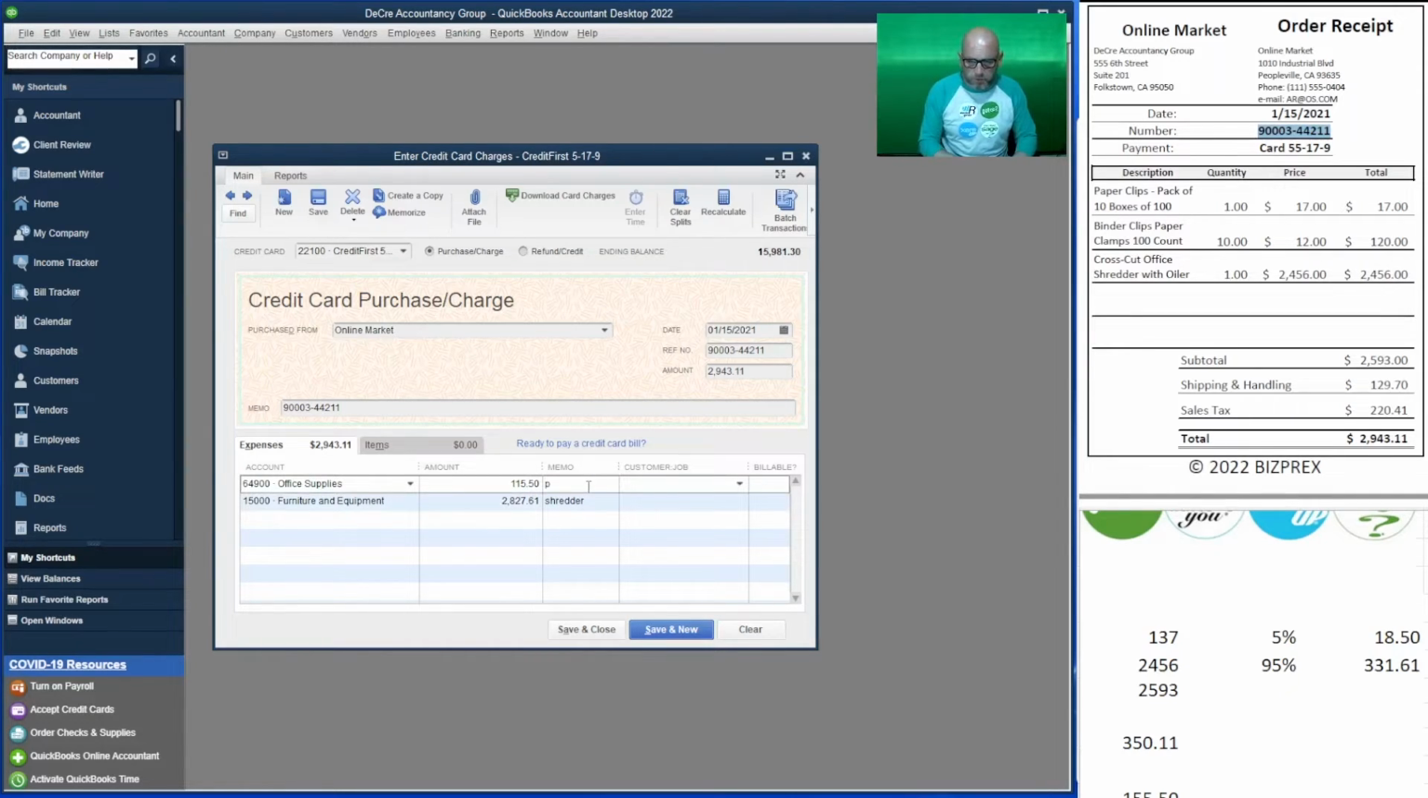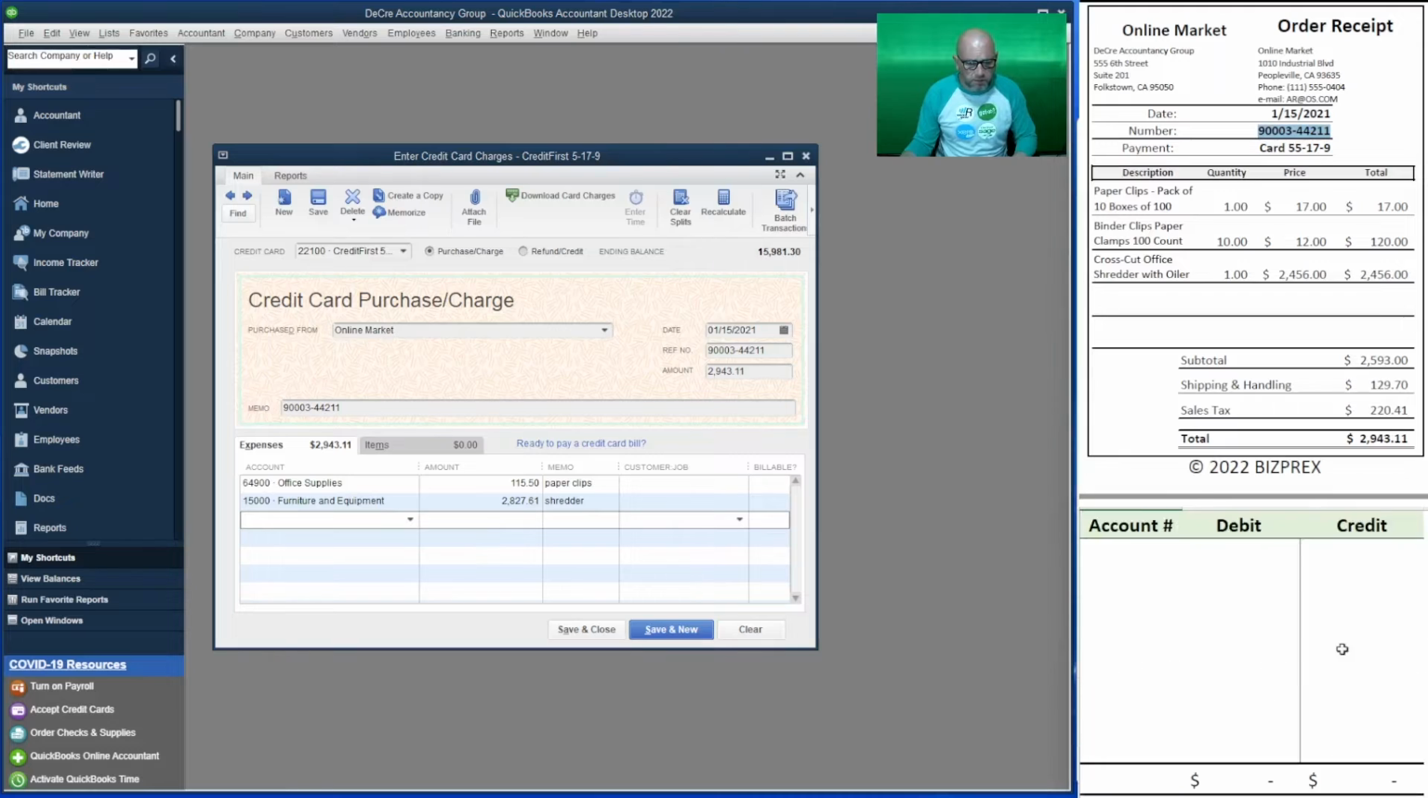We have paper clips. Again, just for us to remember. All right, so here they are allocated. Let's go ahead and take a look at our debits and credits. Furniture and equipment, that's our shredders. Furniture and equipment goes up when debited.